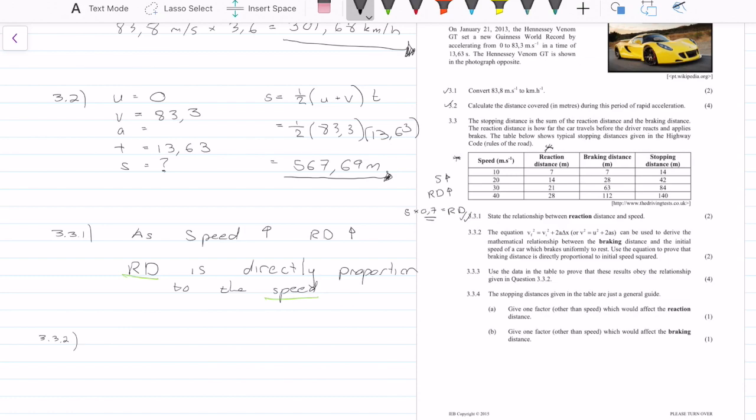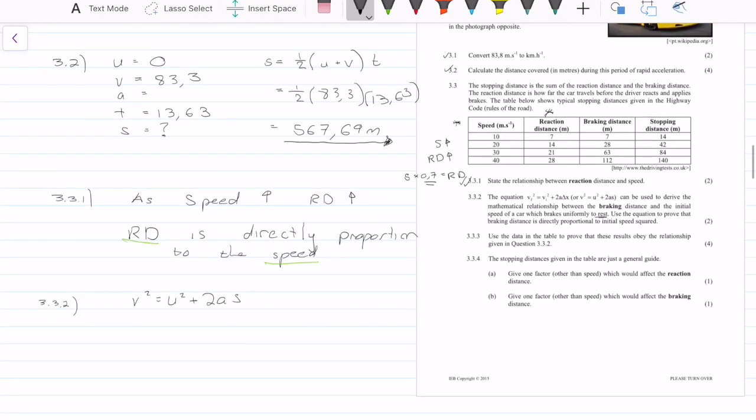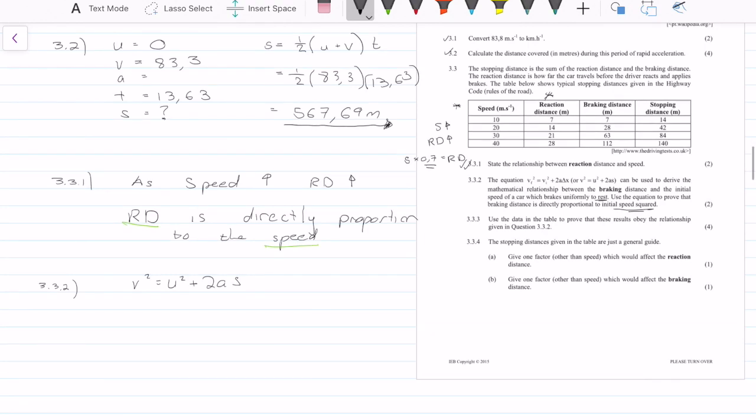3.3.2. We've been given an equation v squared equals u squared plus 2as, and we have to determine a mathematical relationship between the braking distance and the initial speed of the car, which brakes uniformly to rest. Use the equation to prove that the braking distance is directly proportional to the initial speed squared. So essentially we want a relationship of s versus initial speed, which is u squared.